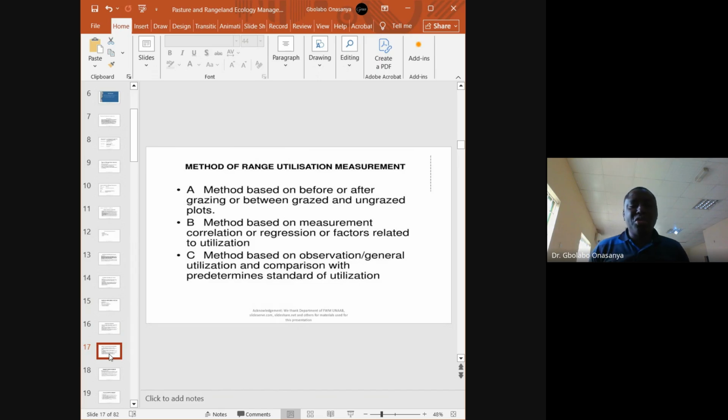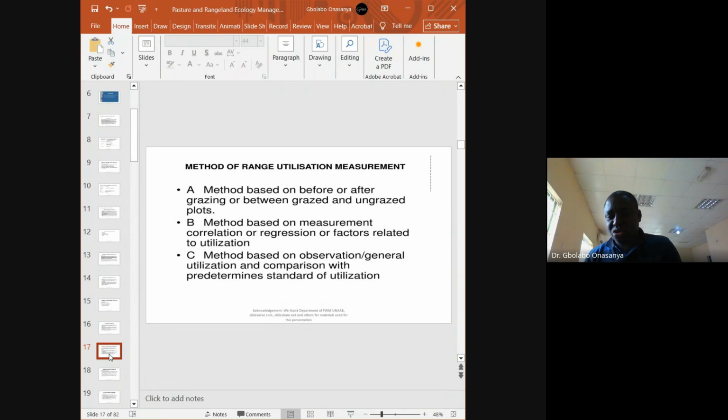Fantastic. So, methods of range utilization measurement. A method based on measurement of the utilization of our rangeland, before grazing, between grazed and ungrazed plots. A method based on measurement of correlation or regression of factors related to utilization. Correlation or regression. And let me explain what is correlation.